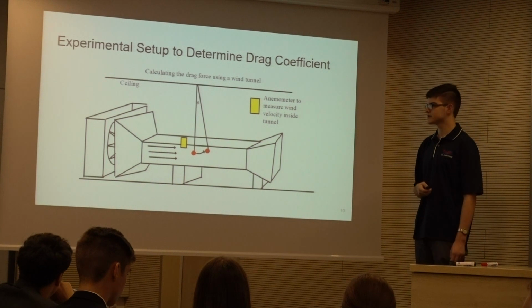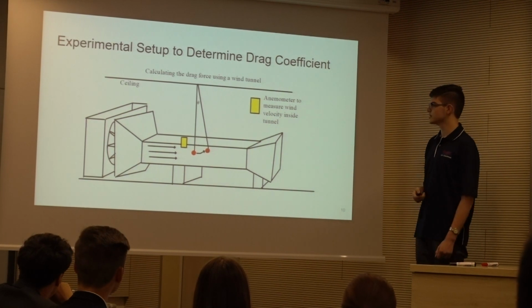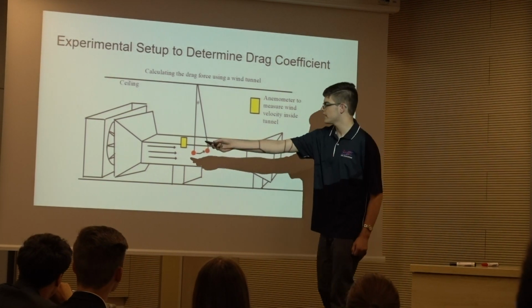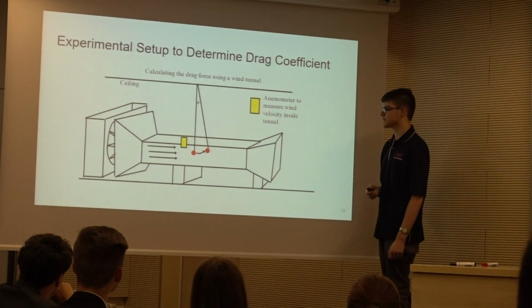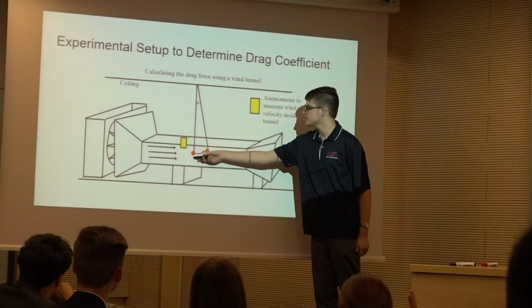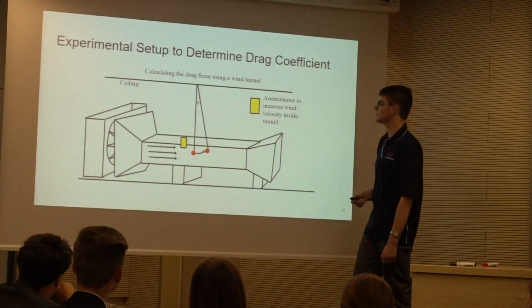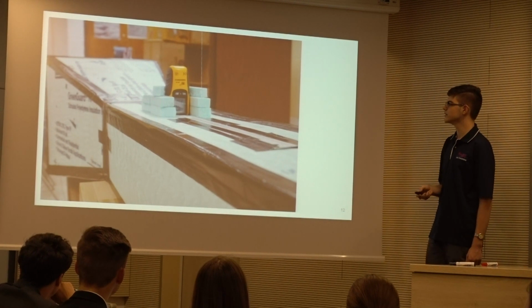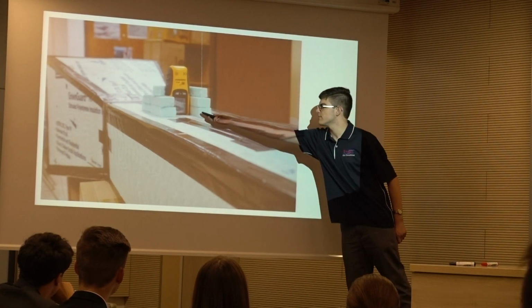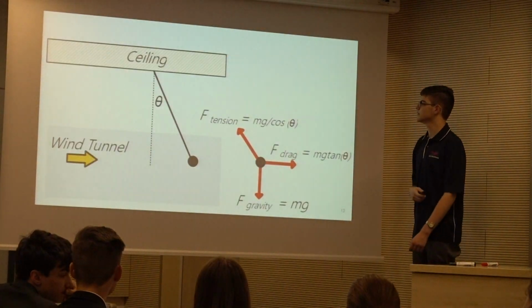To solve for the constant K, we built a wind tunnel. Essentially, we have a fan blowing air through this tunnel. We have an anemometer here to measure the wind velocity, and we have the lighter mass attached to a string to the ceiling. Here's a picture of our wind tunnel. As you can see here, here's the anemometer measuring our wind velocity.